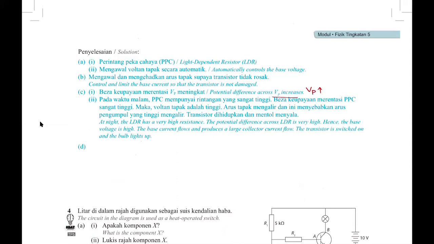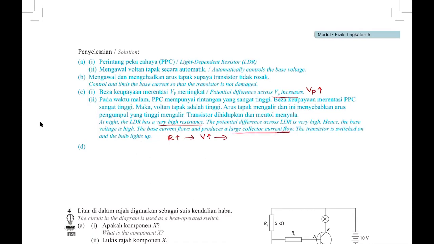Okay, yang second one, at night, the LDR has a very high resistance. So when resistance is high, what happens? I simplify it like this. When resistance is high, potential difference is high. Potential difference is high at the base. And then after that, the base current flows and produces a large collector current flow.